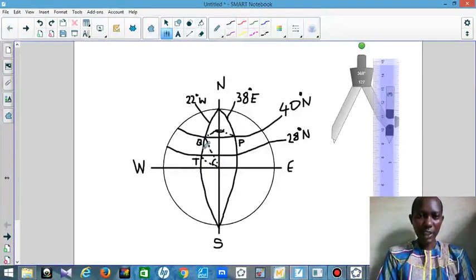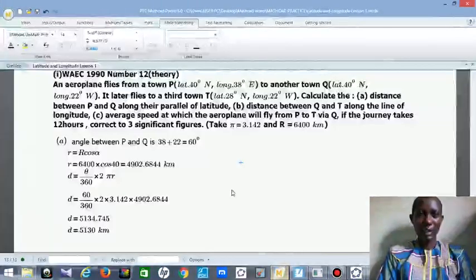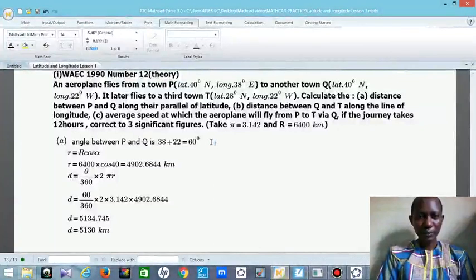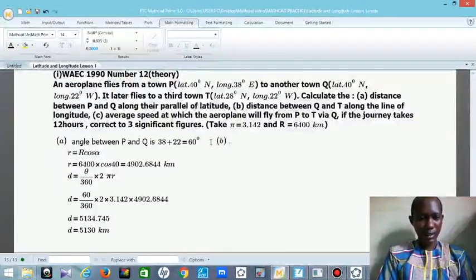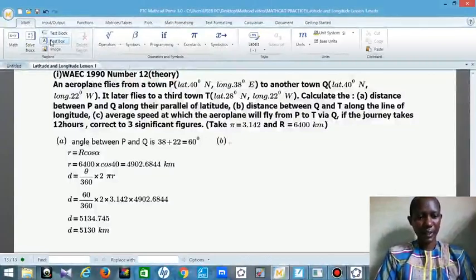So since T and Q are standing on a great circle, this one will not take much of our time in the calculation. All we need to do first is to get the angle between them. If you get the angle, we use the normal theta over 360 times 2 pi r. So the same thing here. So let's get the B part of the question. The B part says let's get the angle first. So that is the first thing you do.